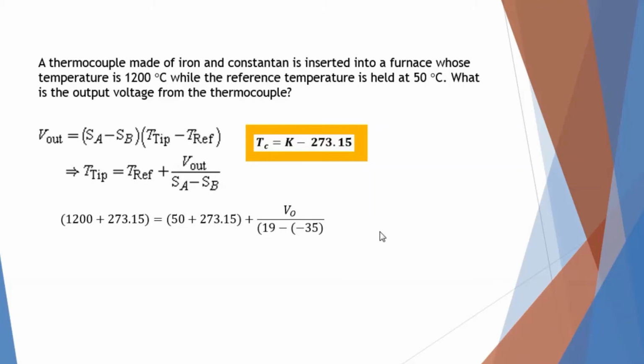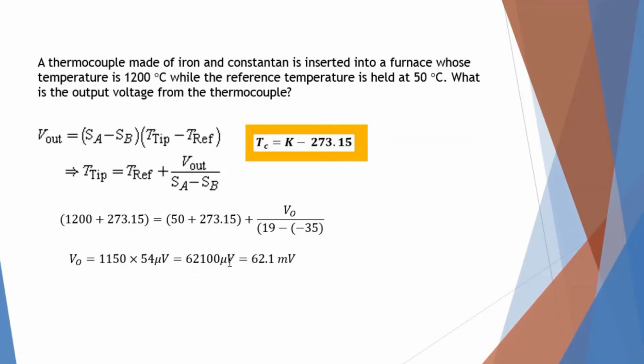And based on the table, the Seebeck coefficient for iron is 19, and the Seebeck coefficient for constantan is minus 35. Okay. And then you can calculate what is V out. 1150 multiplied with the 54 microvolt, and you will get 62,100 microvolt, which is equivalent to 62.1 millivolt. So that is the answer for the output voltage.